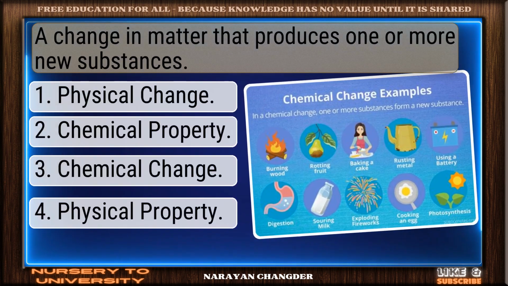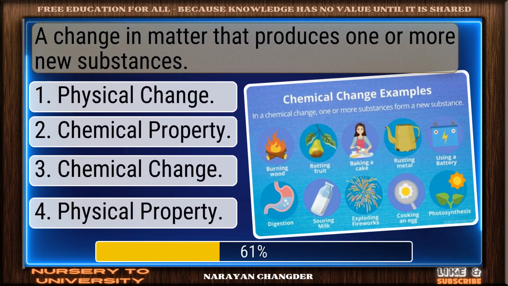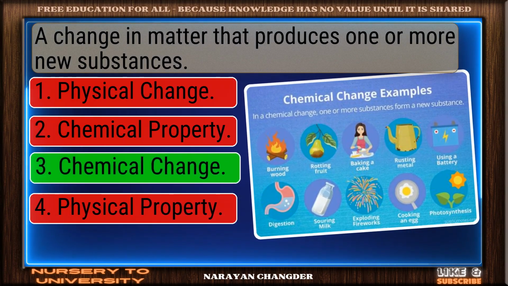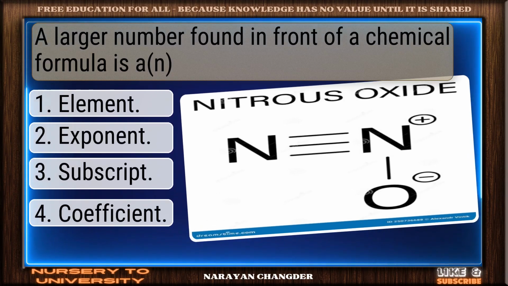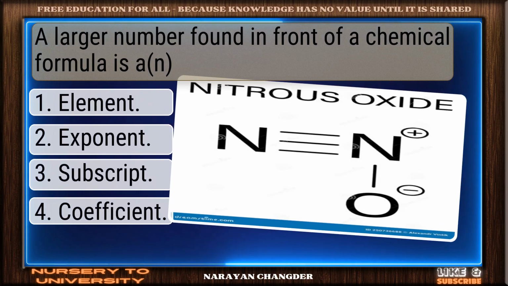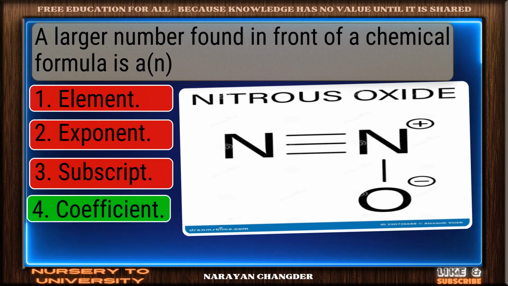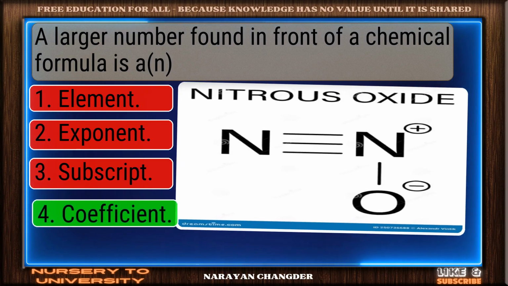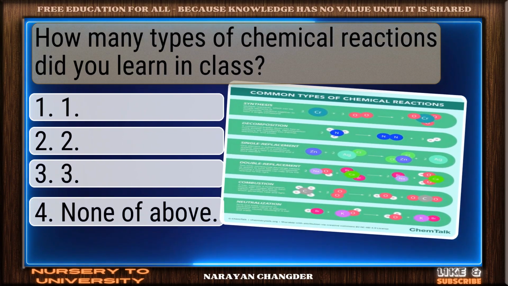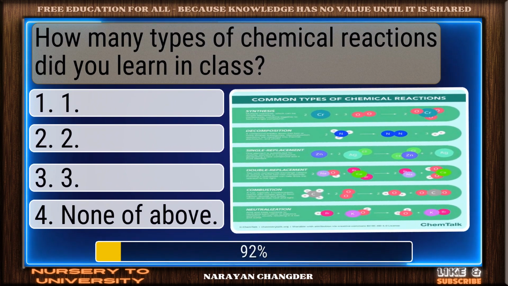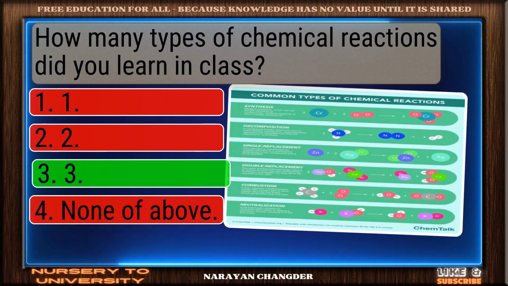A change in matter that produces one or more new substances. Valid point. Chemical change is true. A larger number found in front of a chemical formula is a... You chose coefficient, and it is correct. How many types of chemical reactions did you learn in class? Correct response. 3 is the most accurate answer.